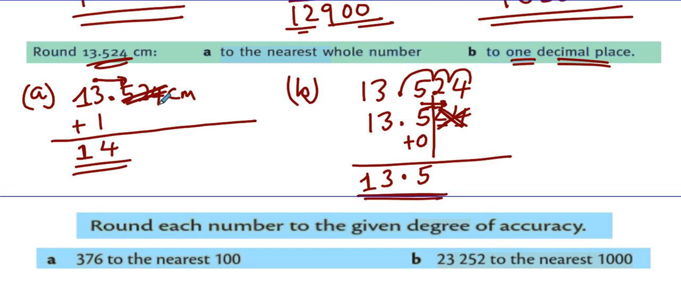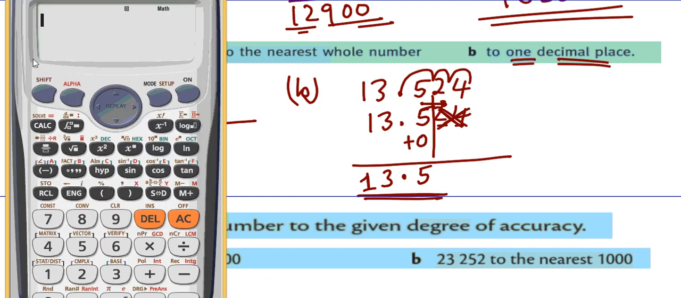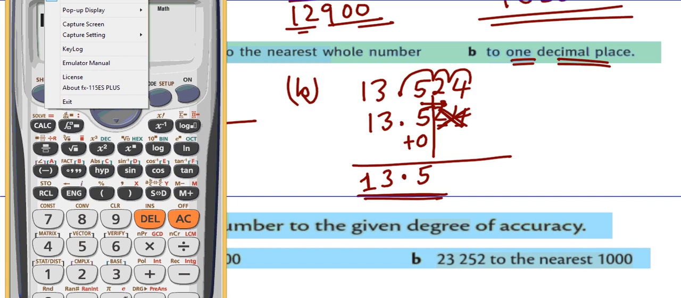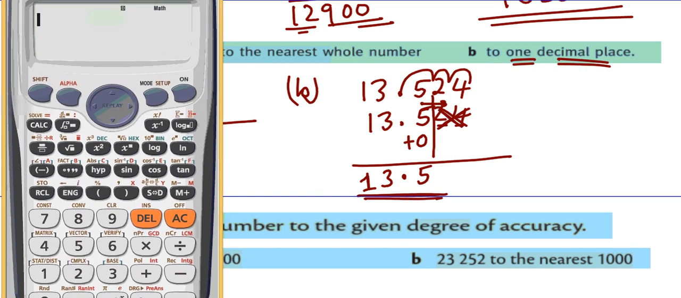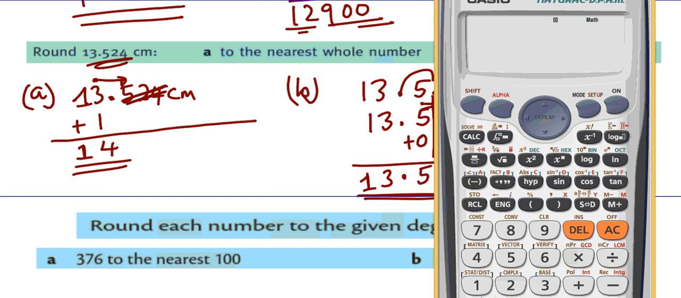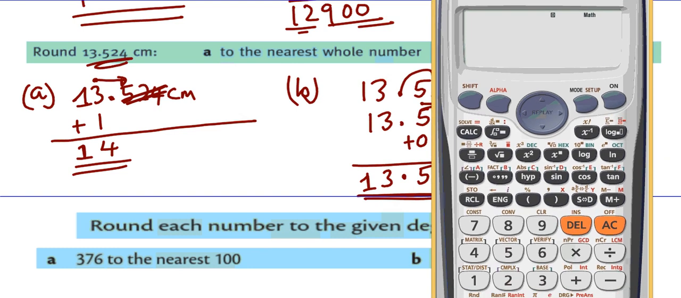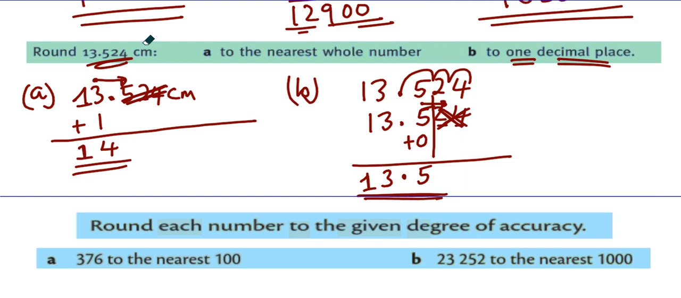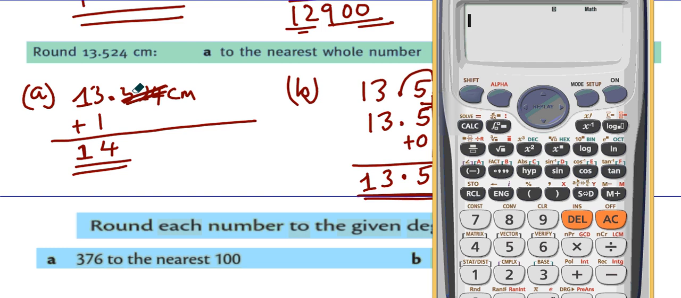Now for the whole number and decimal places, you can use a calculator to help you round the number to the nearest whole number. Let me start with whole number. Okay, round, this was the question. So round 13.